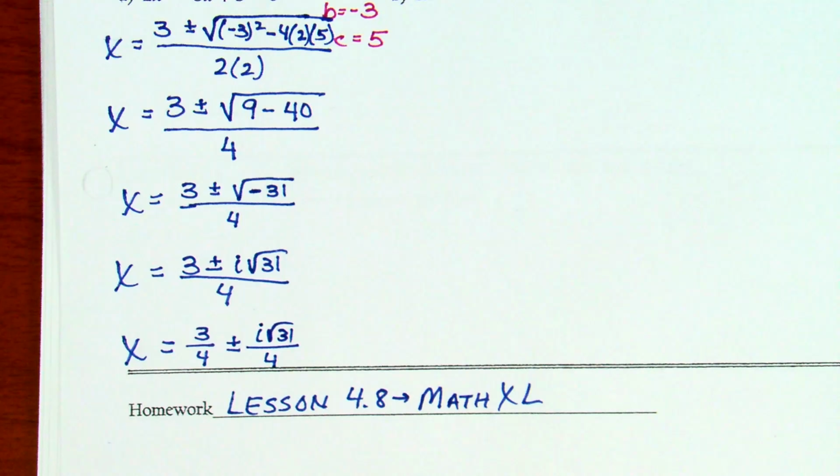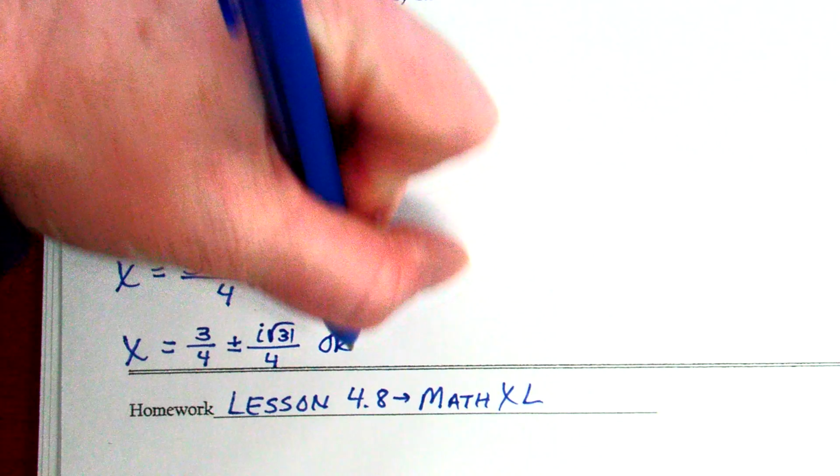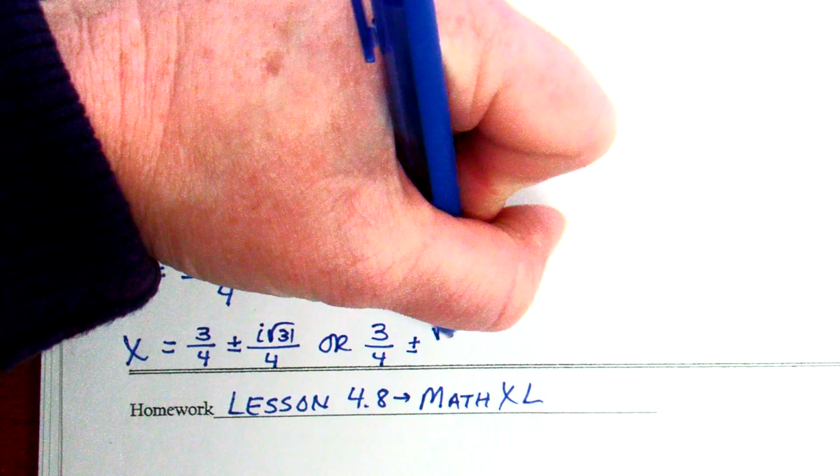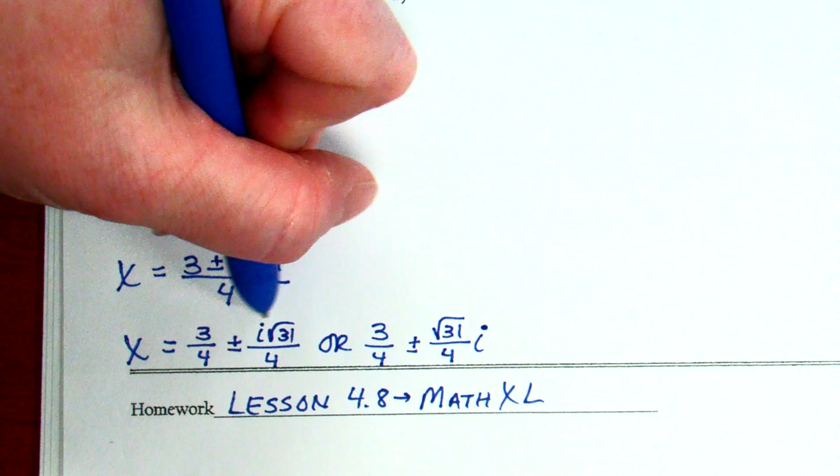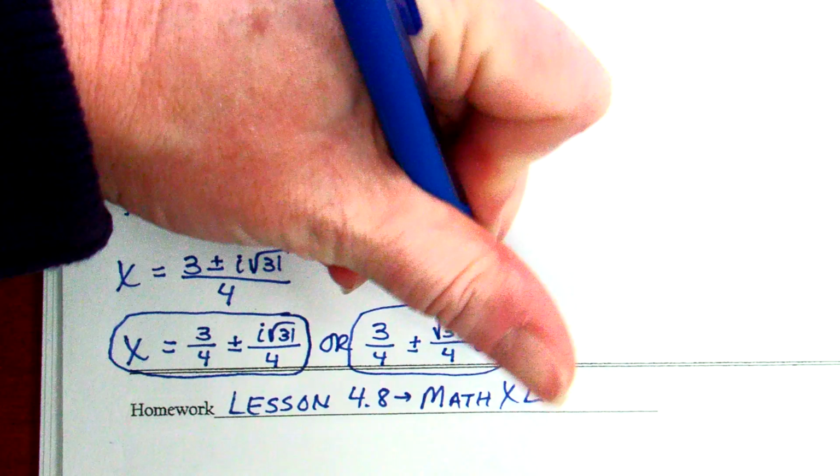I am fine with either or. I would like to think Math Excel is fine with either or. But you never know with Math Excel. The key is the i cannot be under the radical, and the i cannot be in the denominator.